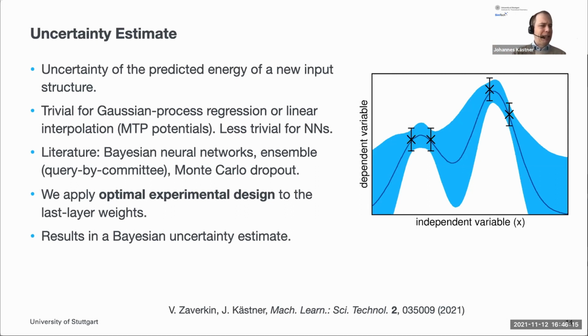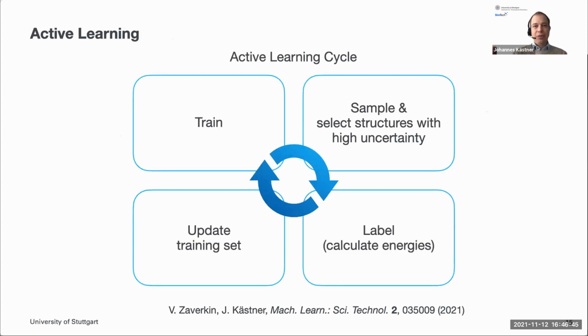What we did is we applied one method of statistical learning theory, essentially, so optimal experimental design, to the last layer weights of a neural network. That results in a Bayesian uncertainty estimate, so also a statistical uncertainty estimate for the predictions, which is reasonably consistent with the actual observed errors. Now, that is the main ingredient for active learning. We have an uncertainty estimate for our prediction. And now this is essentially everything we need for active learning. What we do is we train a model on some input data. Then we sample structures.